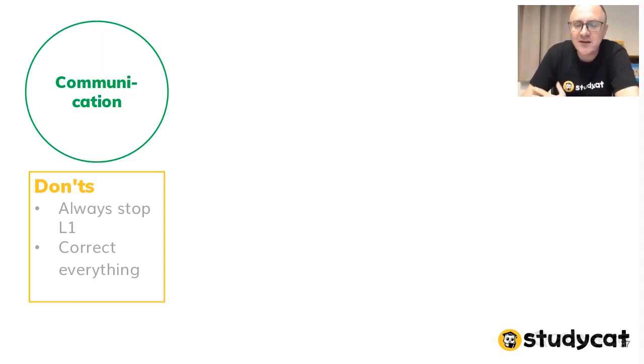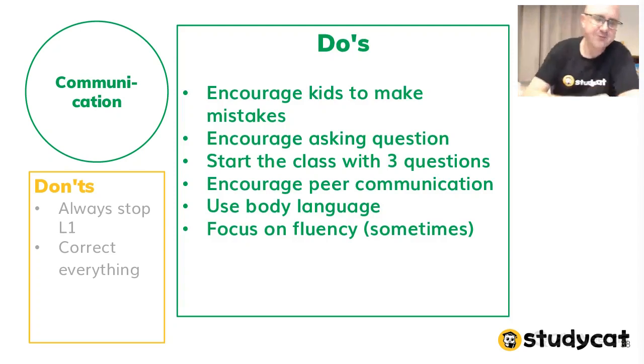And don't correct everything. If you start correcting every time a kid asks you a question, then they're not going to want to ask questions. So the do's, very simple. Encourage kids to make mistakes. Kids don't communicate because they're afraid to make mistakes. If they're willing to make mistakes, they're going to communicate more.